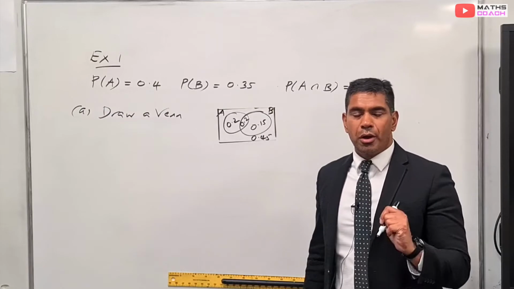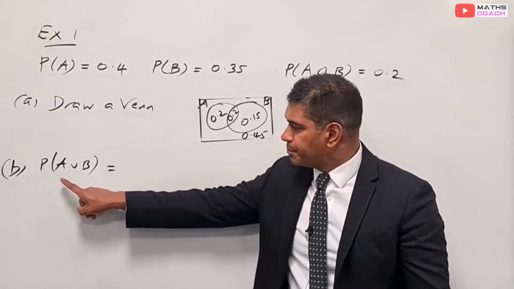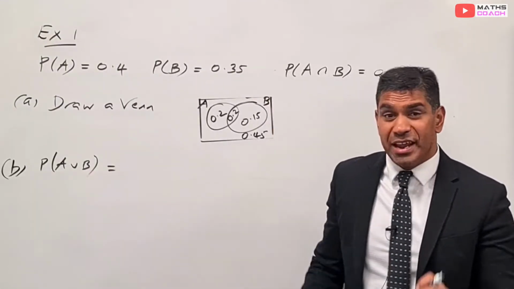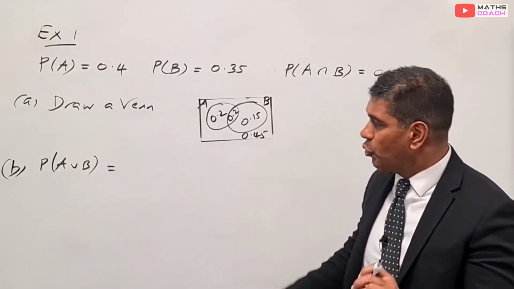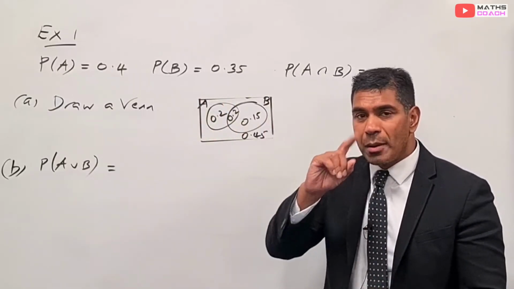So now we're going to go to part B. So this is part B, probability of A union B. Now if you remember before when we did the addition rule, out of the four formulas, this was rule number one.